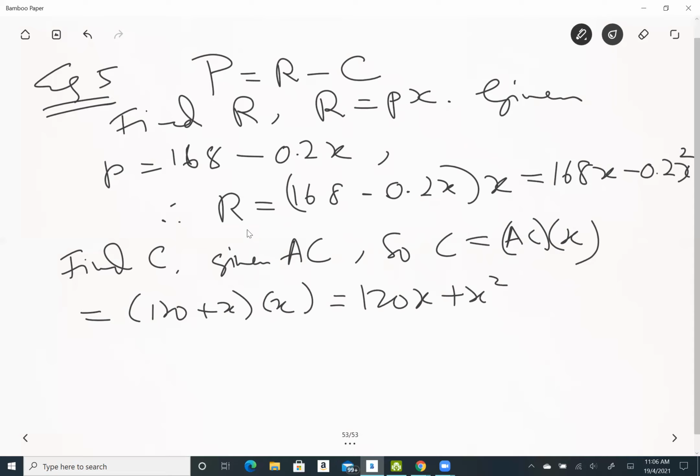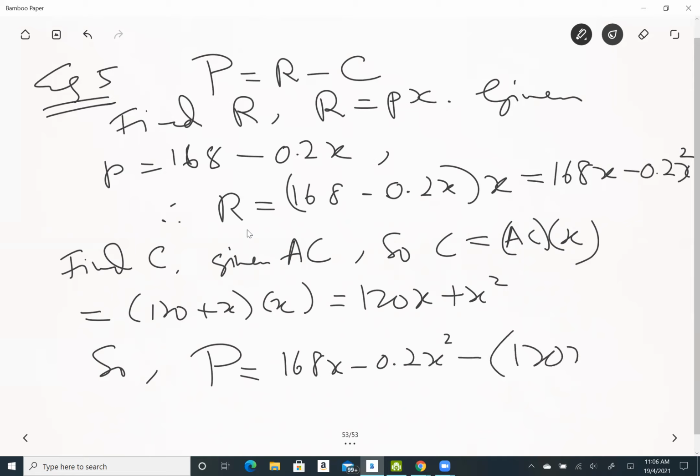So your profit will be equal to 168x minus 0.2x squared minus everything, the cost, 120x plus x squared. You break out the bracket, then what do we get? You will get 48x minus 1.2x squared. Here it becomes negative, negative. So 168 minus 120, you get 48, and negative 0.2 minus 1, so 1.2x squared. So that's what you get.